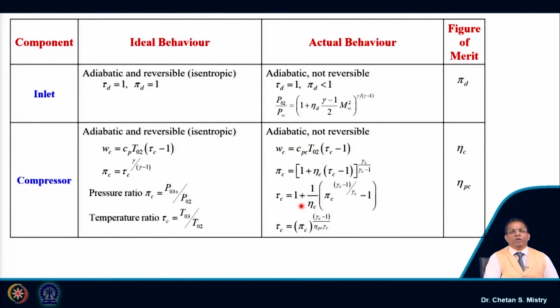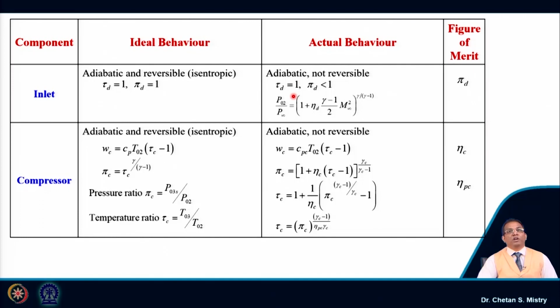Now, let us look at what we have discussed in week 2. We discussed different components: inlet, compressor, combustion chamber, turbine and nozzle. We discussed the ideal behavior and the actual behavior. Suppose we consider the inlet, where we consider the process to be isentropic ideally, where the temperature ratio is 1 and the pressure ratio in the diffuser is 1.